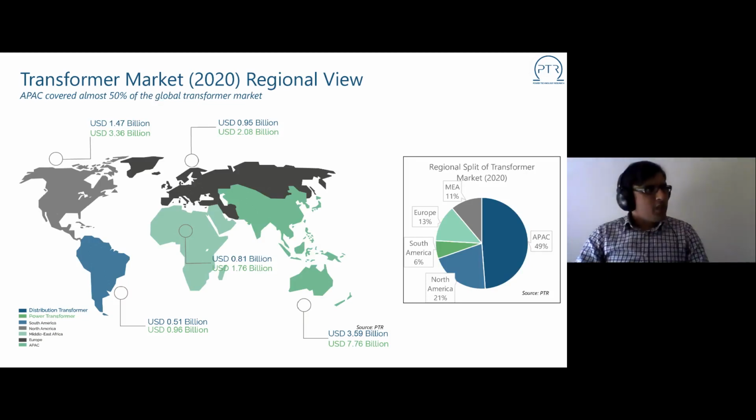Now a segmentation into different regions. Looking at the global overview, this is where we have segmented the power and distribution transformers market. On the right-hand side in the pie chart that you see, we have the entire transformers market. It's quite clear that APAC, because of China and India, is basically 50% of the global market. After APAC, in regions like North America, the US had quite exceptional growth, both in 2019 and 2020, not only for transformers but for the overall T&D market.